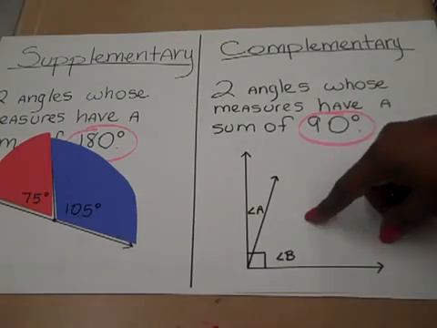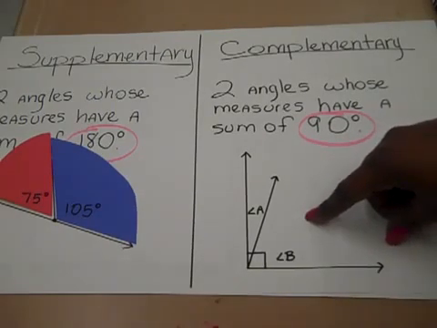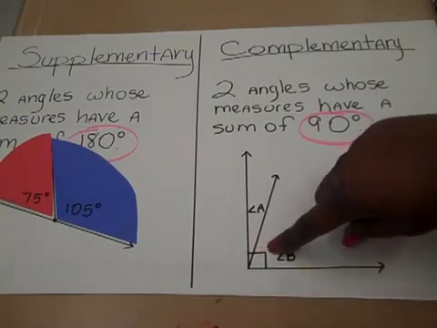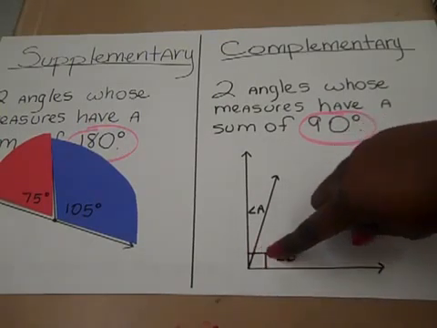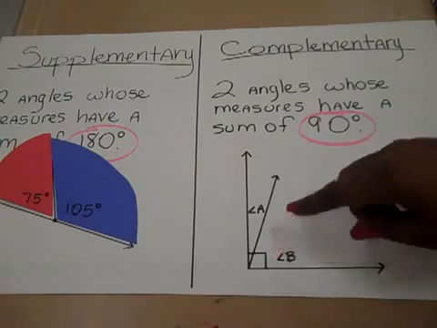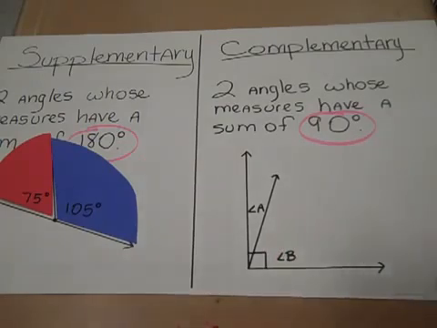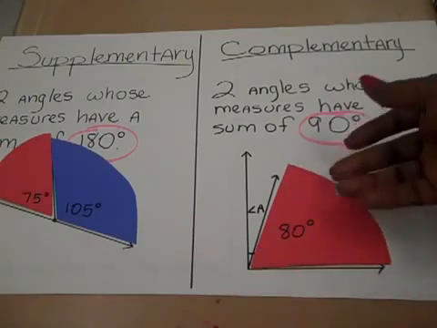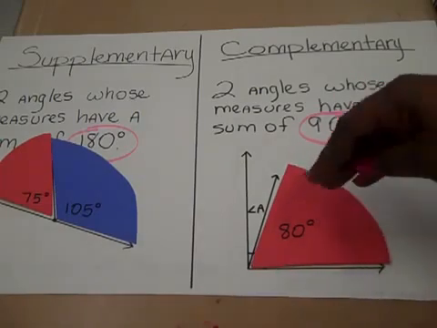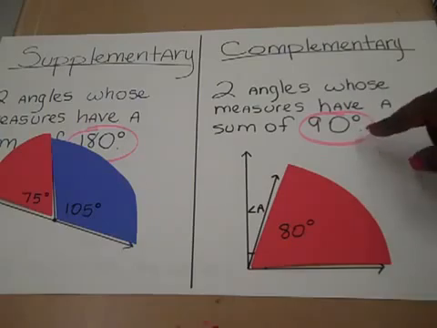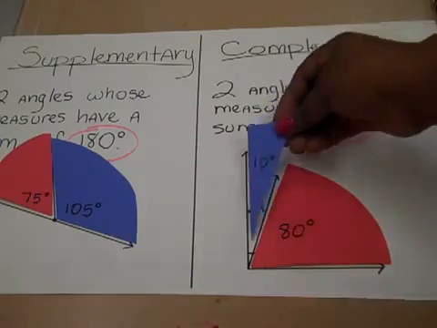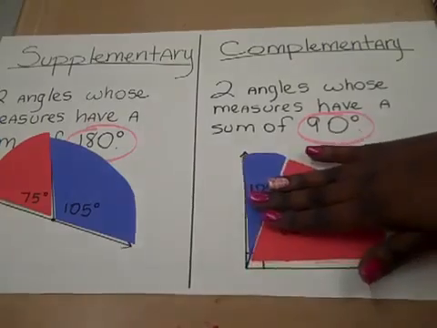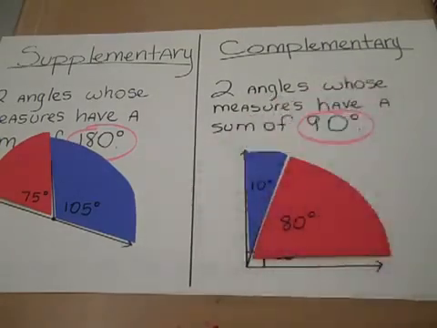And then the other, complementary, is when you have two angles whose measures equal 90 degrees. Again, here's a diagram of an example of two angles that are complementary to each other. Angle A and angle B make 90 degrees, and it's indicated by the little 90 degrees symbol. Therefore, let's say angle B was 80 degrees. Well, if angle B is 80 and A and B equal 90 degrees, that must mean that angle A is a total of 10 degrees. The two together make 90 degrees.